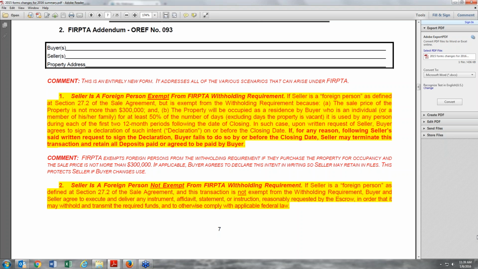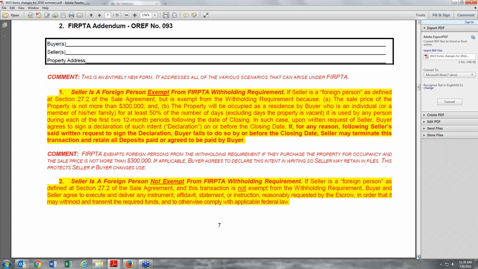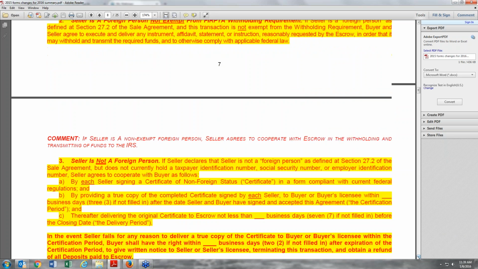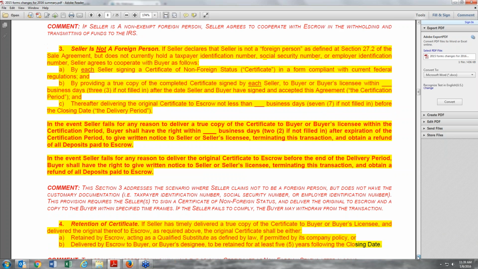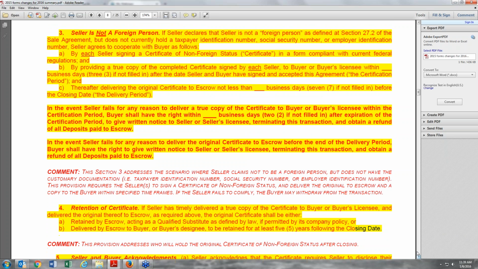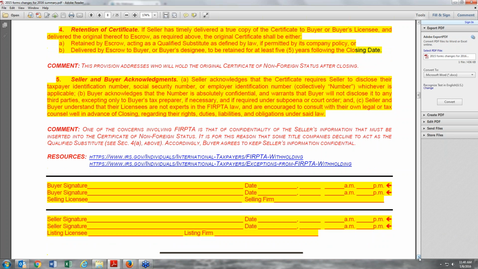So we got one, the seller is a foreign person, but they're exempt because of the nature of the transaction. Secondly, the seller is a foreign person not exempt, and then thirdly, the seller is not a foreign person. So we address all of those alternatives, and I'm not going to go through each of them here, but I just want you to be aware that this is a good approach to vetting the whole issue if you're dealing with a foreign person. The next items that we're going to be talking about are the seller carried forms.